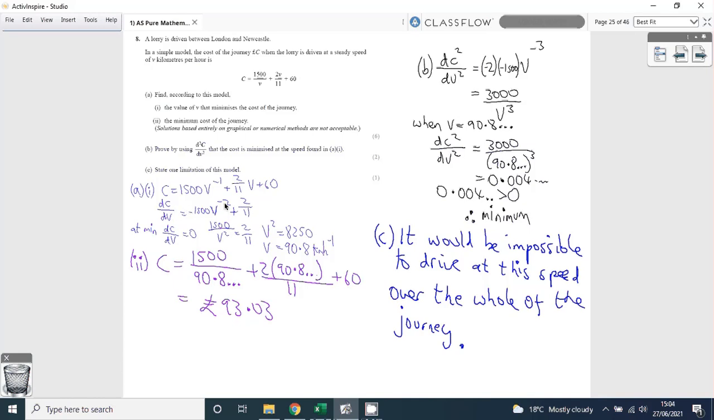Now for my second differential, I'm differentiating dC/dV, so go back to this line here. Multiply by the minus 2, reduce the power by 1, gives me this. So minus 2 times minus 1,500 is plus 3,000, V to the minus 3, so over V cubed. Substituting in when V is 90.8 from part A(i), I get d2C/dV squared equaling a positive number. And because this number is greater than 0, I can conclude it's a minimum. Now stating one limitation of this model, for example, it would be impossible to drive at this speed constantly over the whole of the journey.